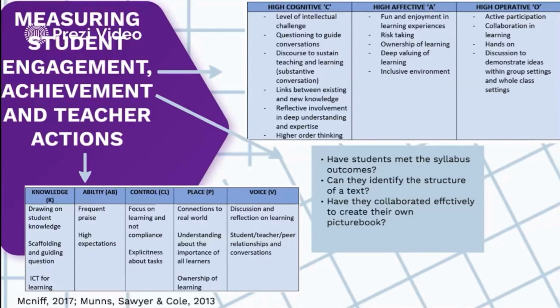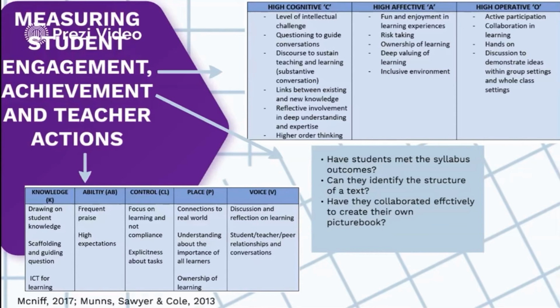The criteria for measuring student engagement has been informed by Munns, Sawyer, and Cole's Classroom Planning Guide and Observation and Reflection Guide by analysing high cognitive, high affective, and high operative engagement in learning experiences. Markers for engagement are displayed within the table and can be found in the different data collection methods.